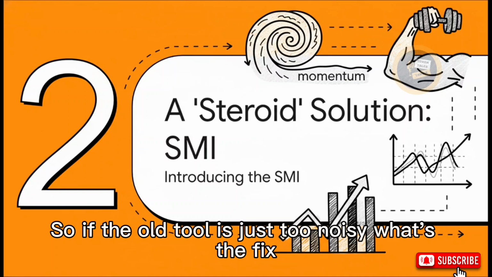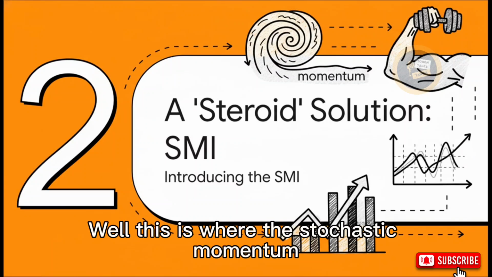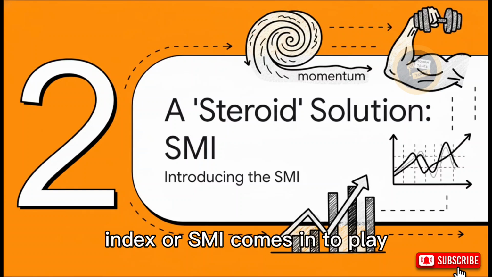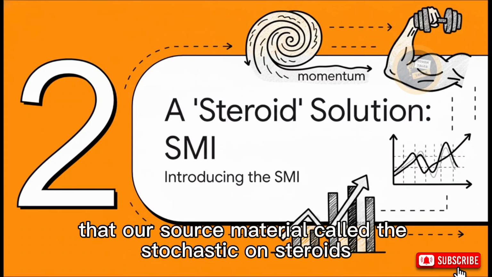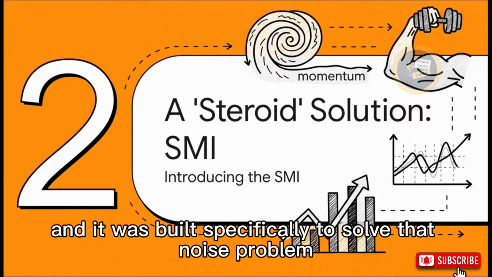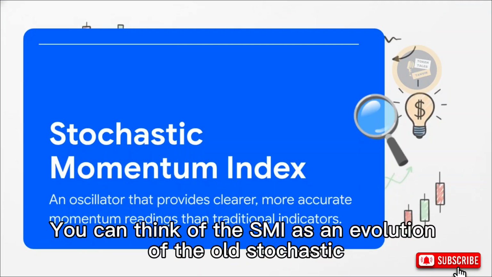So if the old tool is just too noisy, what's the fix? Well, this is where the Stochastic Momentum Index, or SMI, comes into play. This is the indicator that our source material called the stochastic on steroids, and it was built specifically to solve that noise problem. You can think of the SMI as an evolution of the old stochastic.